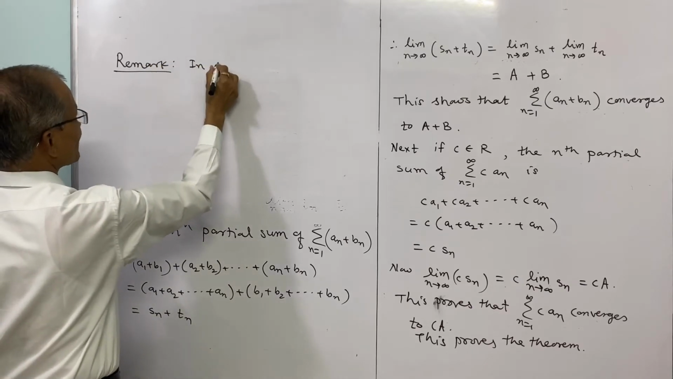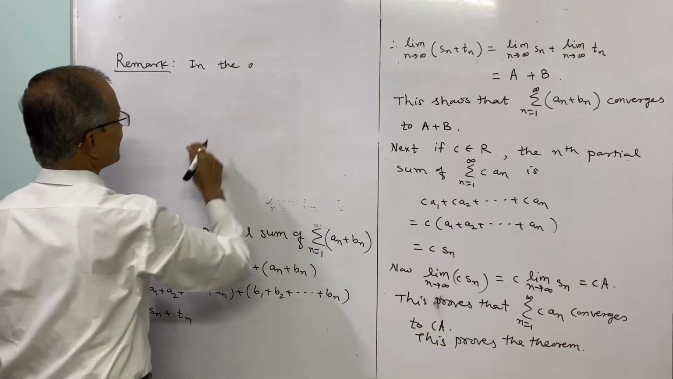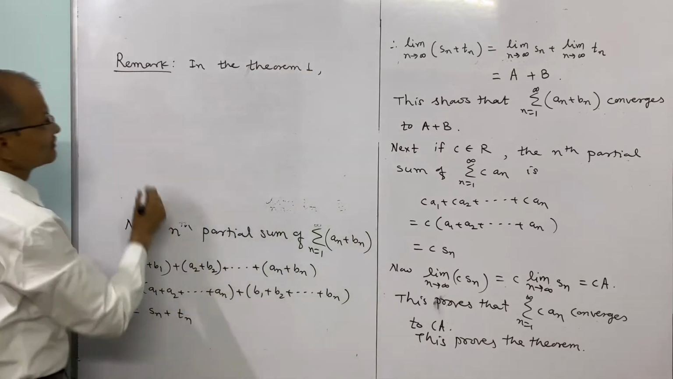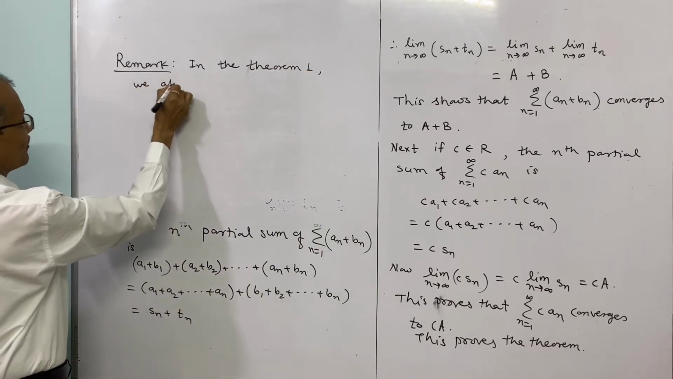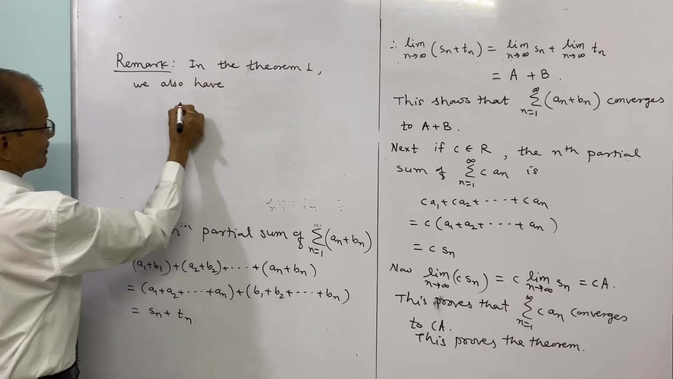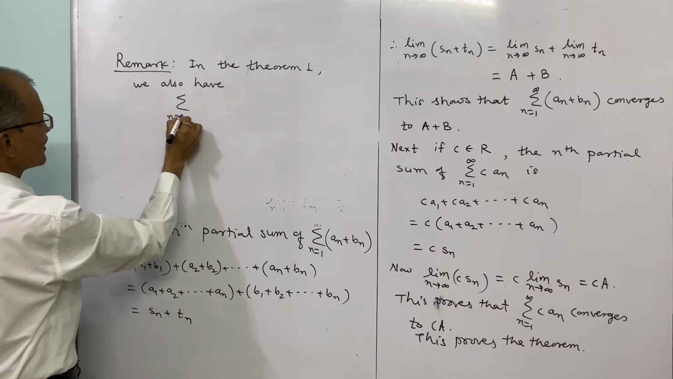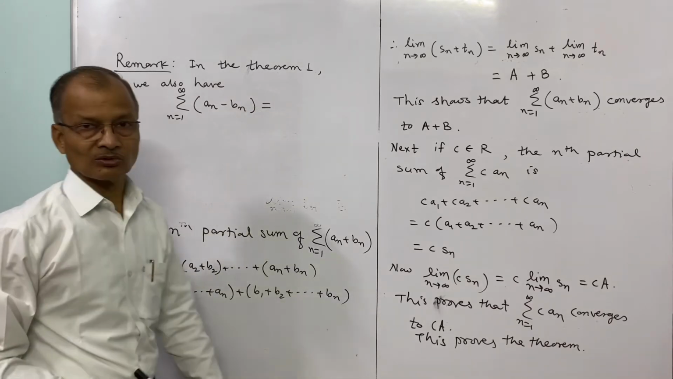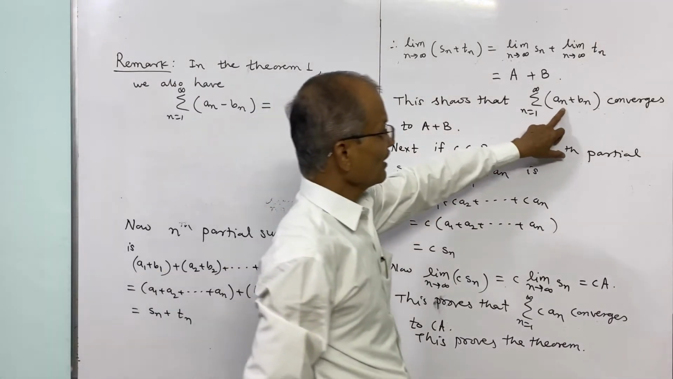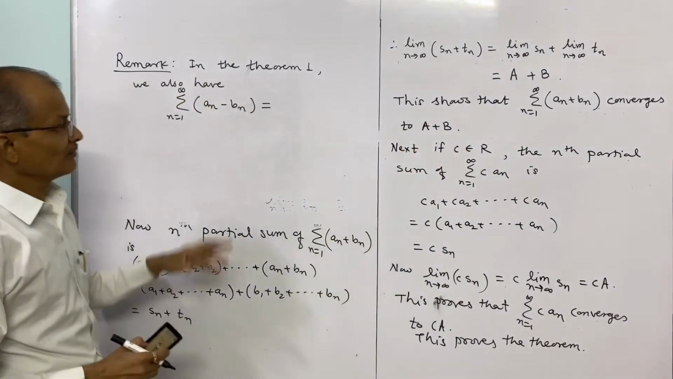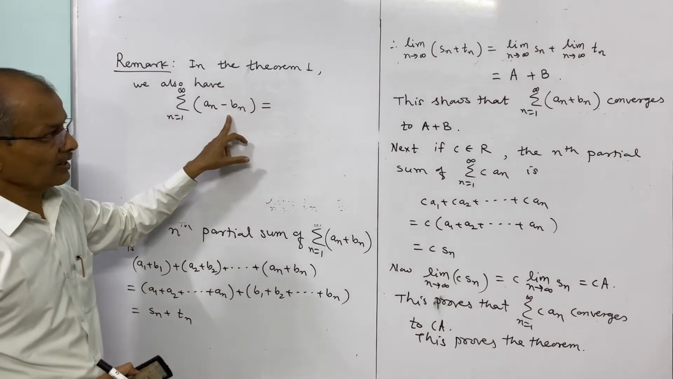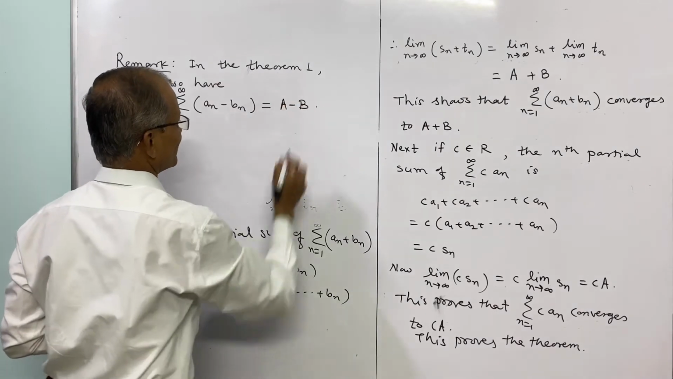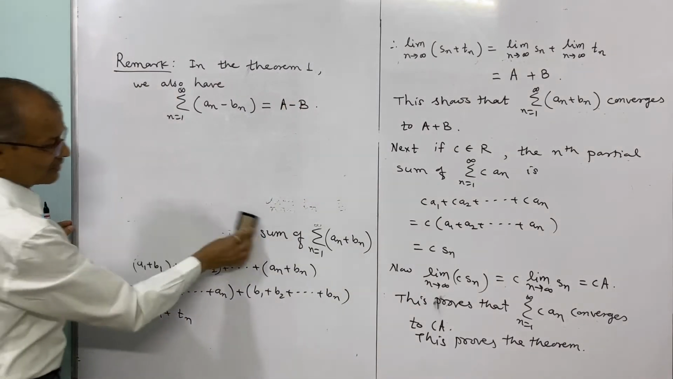In the above theorem 1, we also have this result: summation n from 1 to infinity of An minus Bn will converge to A minus B. Sigma An plus Bn converges to A plus B, and if instead of the plus sign for addition we consider subtraction, then it will converge to A minus B. So this is the immediate consequence of the theorem.